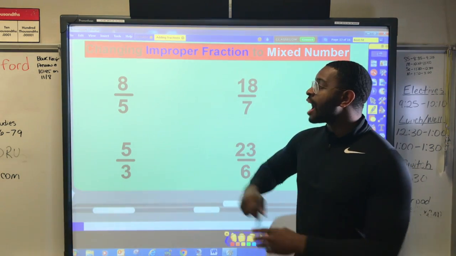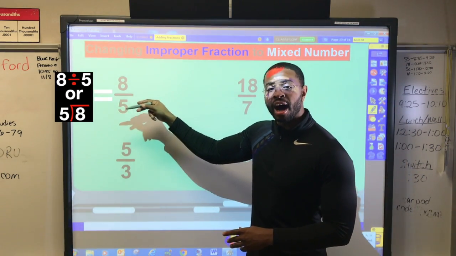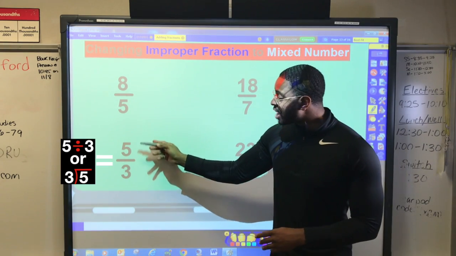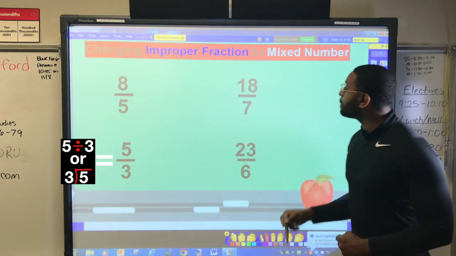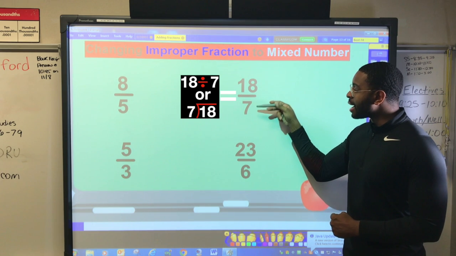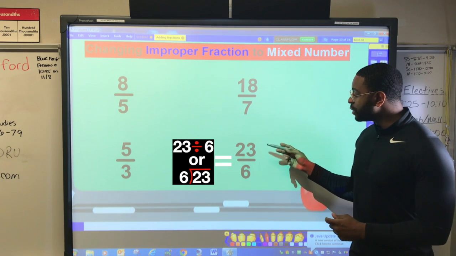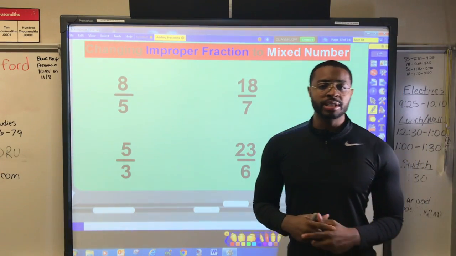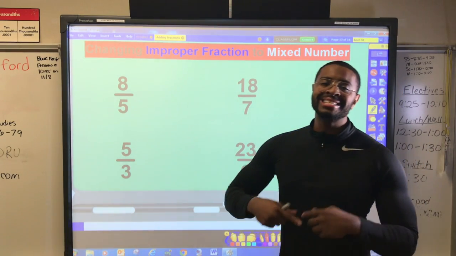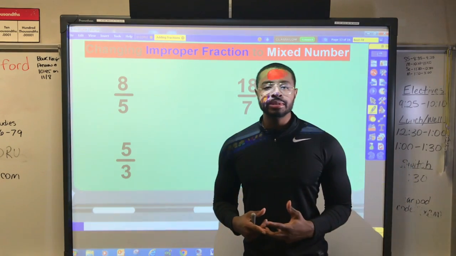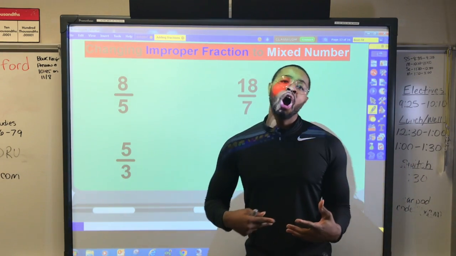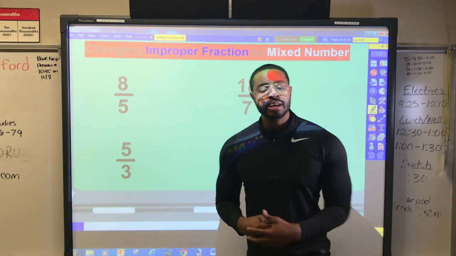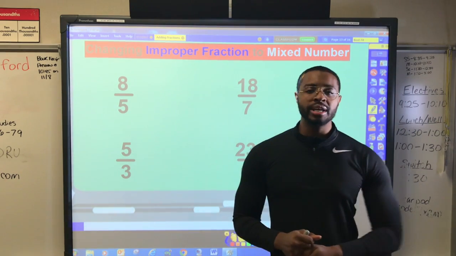So when I look at this, I see 8 divided by 5. In this example, I see 5 divided by 3. In this example, I see 18 divided by 7. And I see 23 divided by 6. So these are all division problems. And since they are division problems, in order to change it into a mixed number, all we simply have to do is divide.